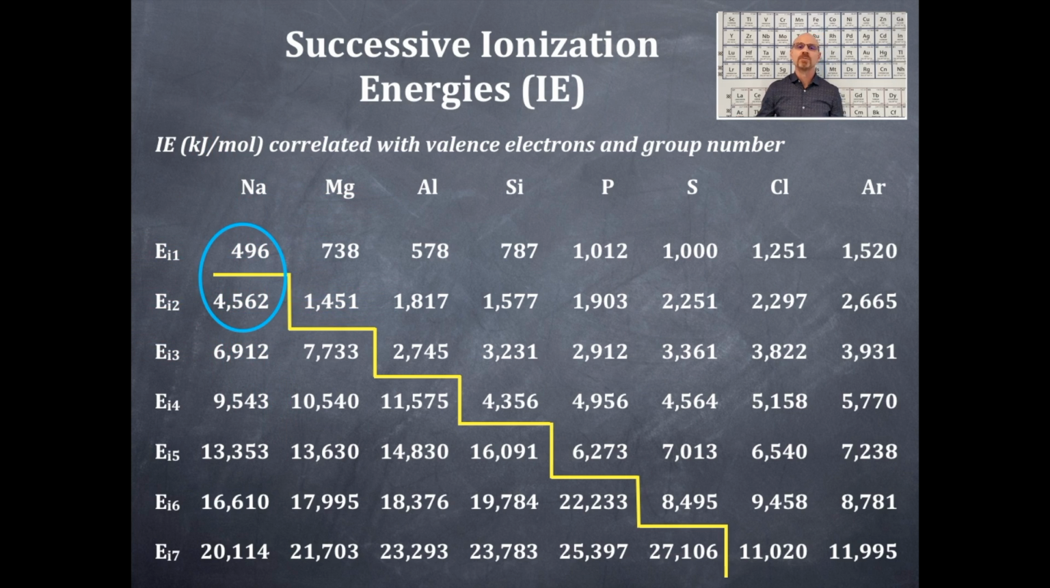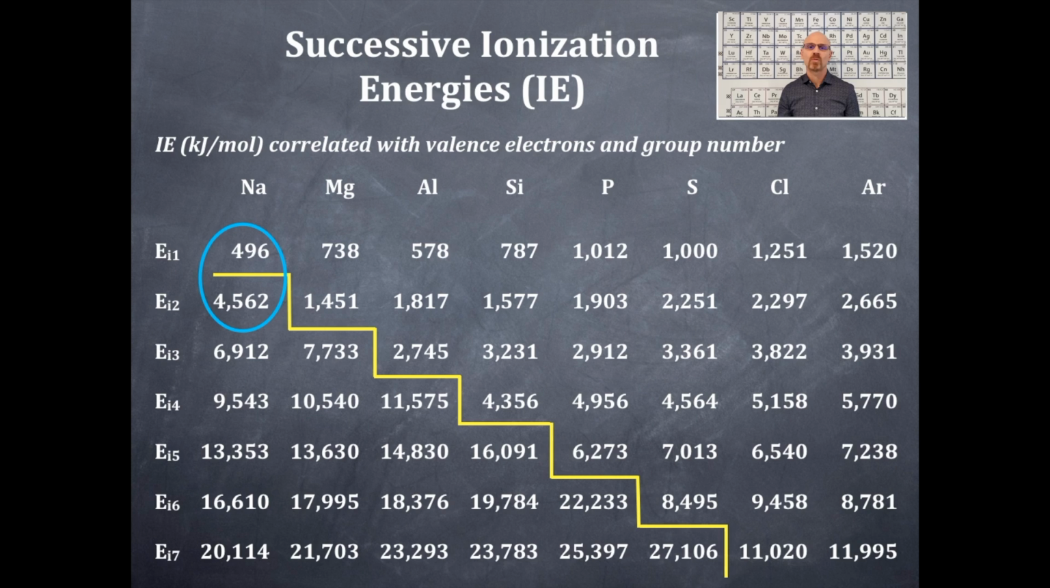So what group is sodium in? Sodium is in group number 1. That's the alkaline metals. Okay, and so since it's in group 1, how many valence electrons does sodium have? 1 valence electron. Therefore, the first ionization energy is a small number. That's 496 kilojoules per mole.